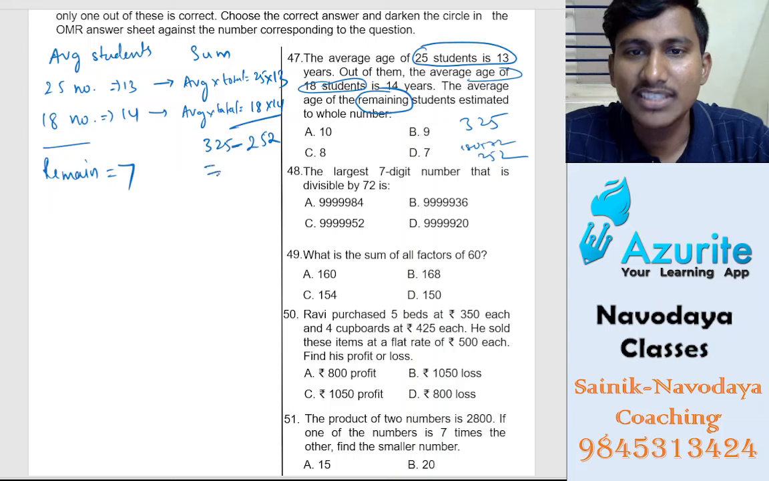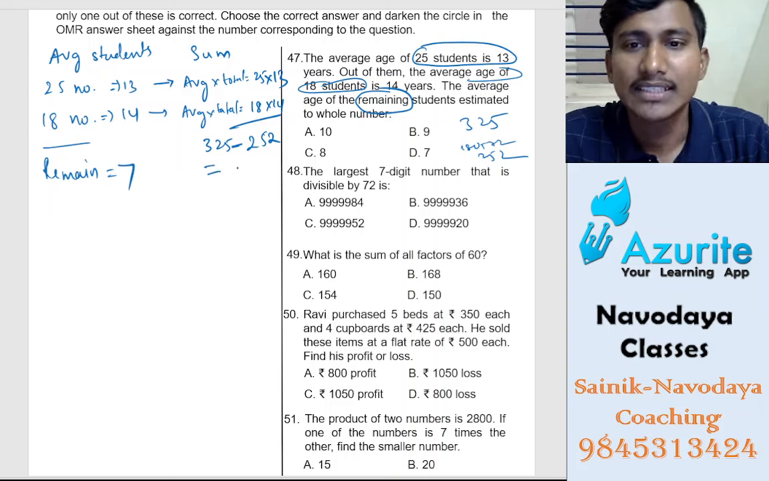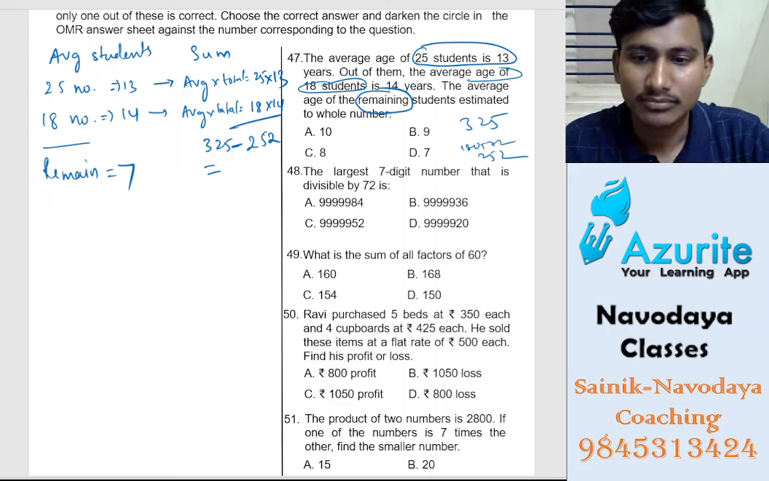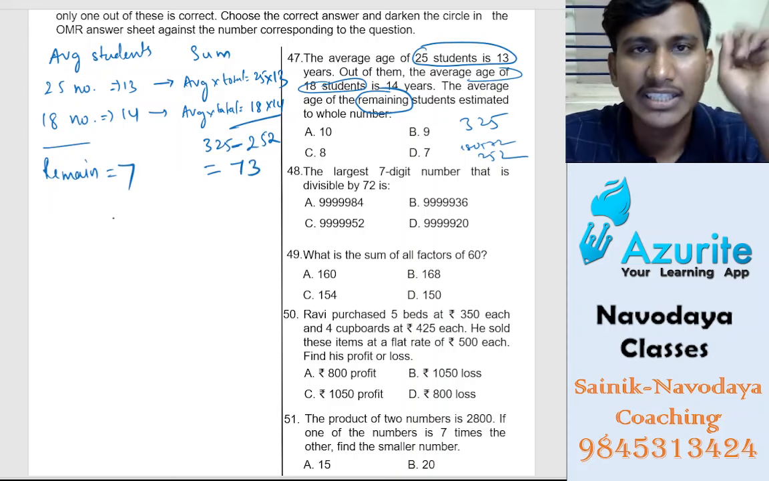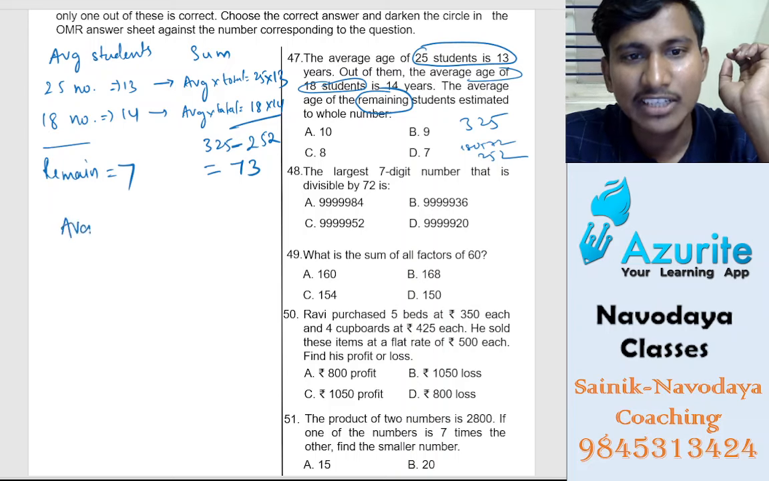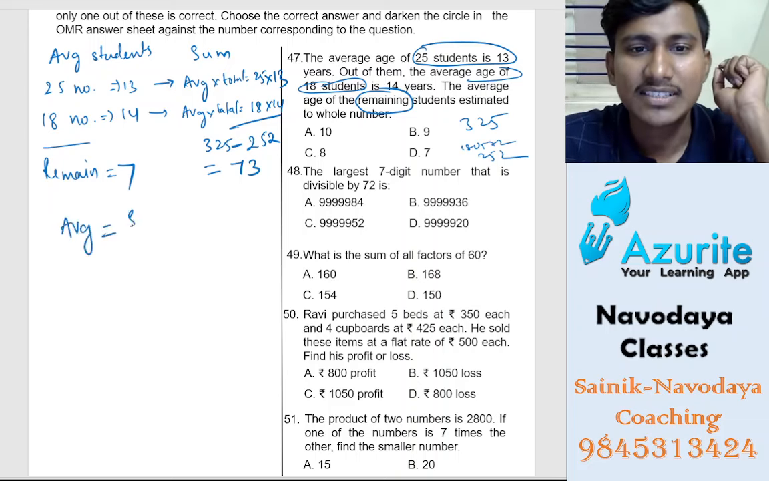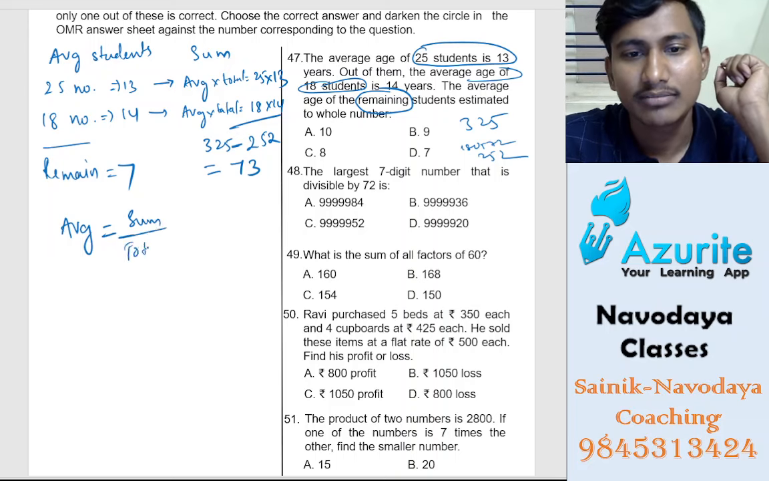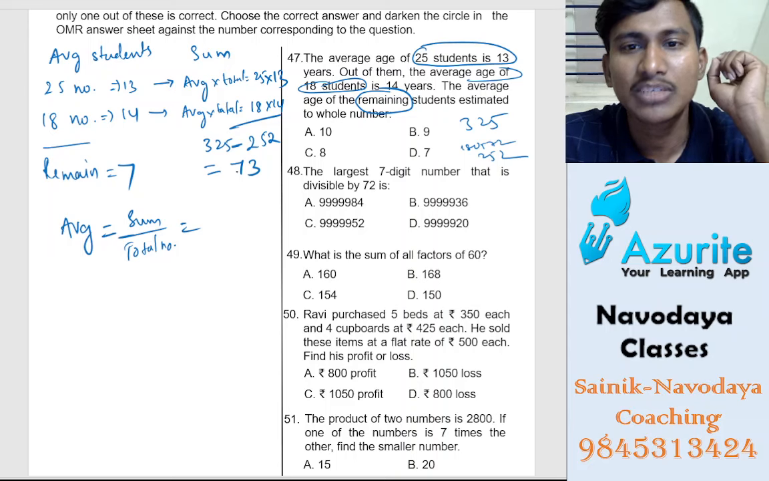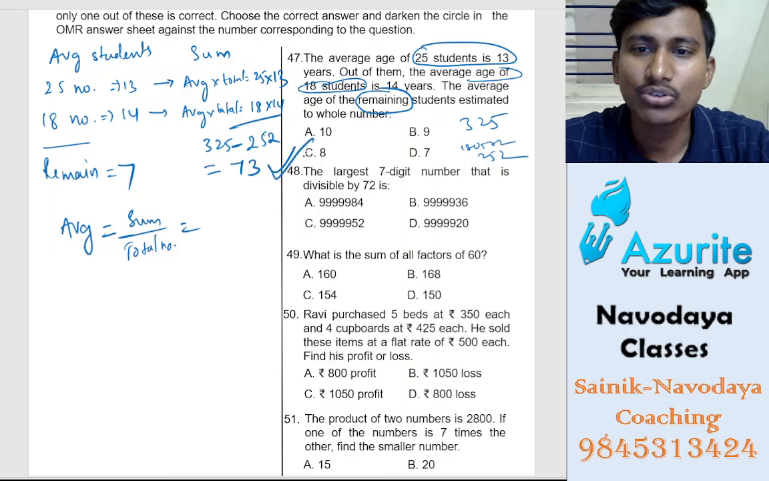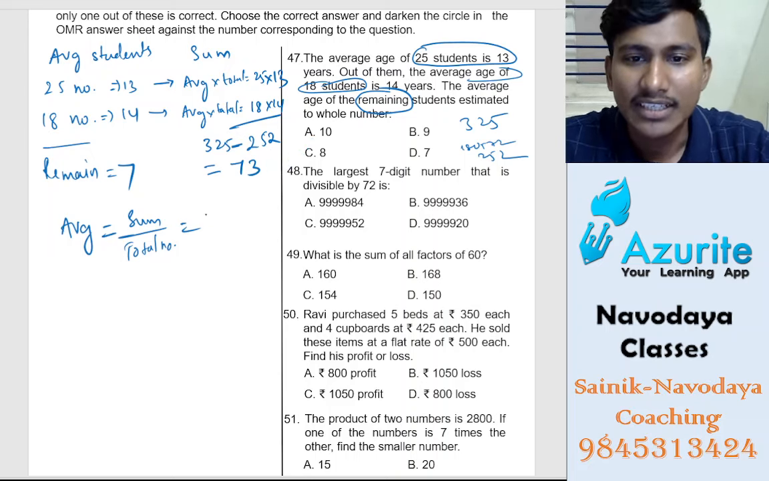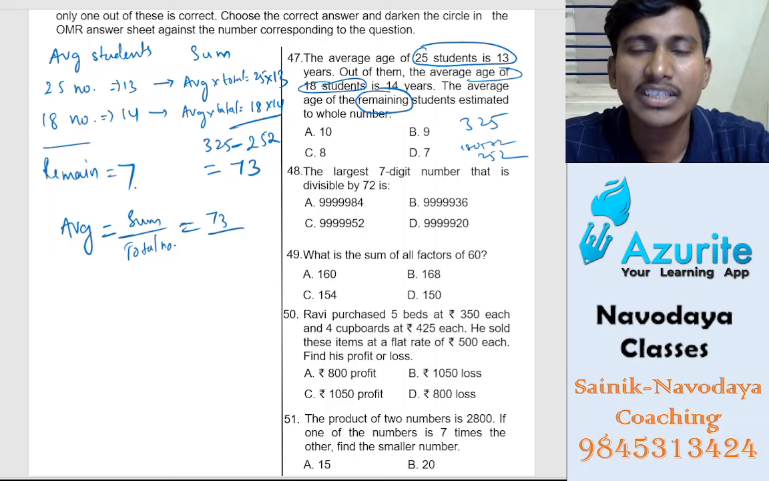So the sum will be now how much? If you subtract, you will get 73. Now we know the remaining 7 students are there. Again they are telling us to find the average now, so that is sum divided by total number. The sum you got for the remaining students is 73, right? So that is 73 divided by the total remaining students, 7.